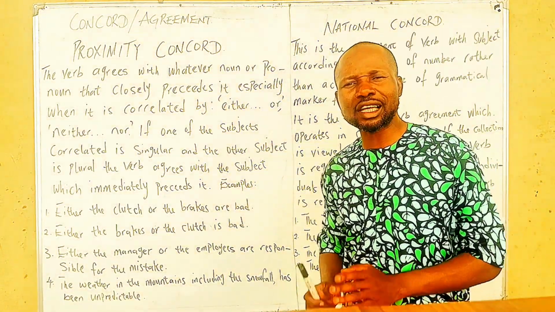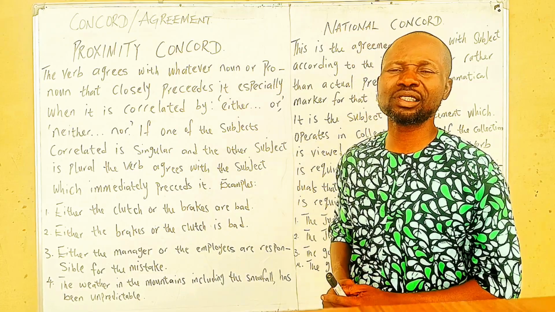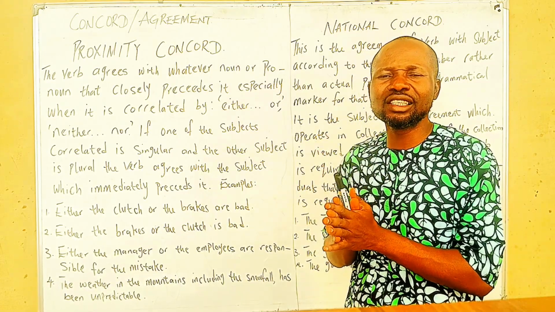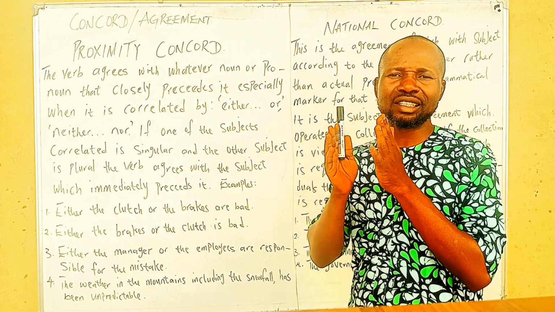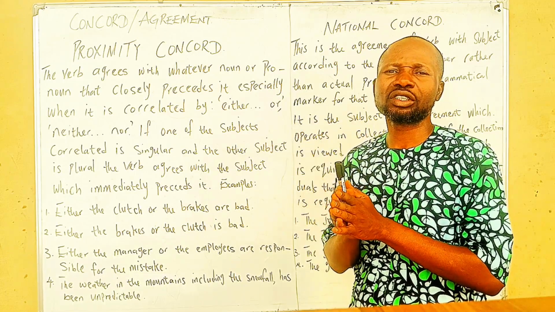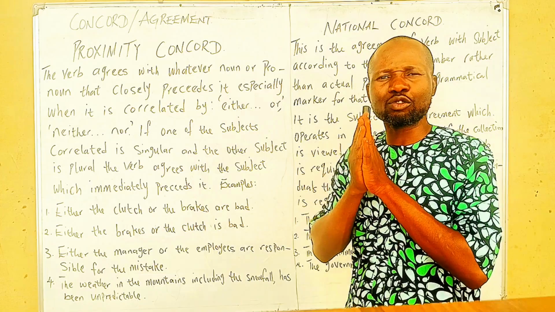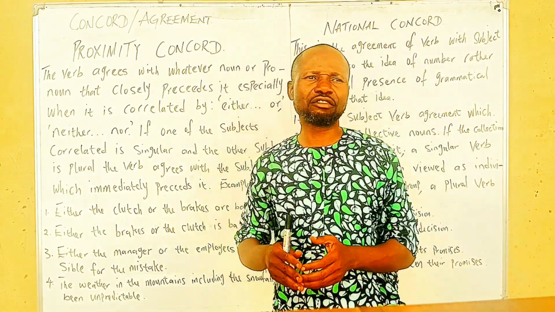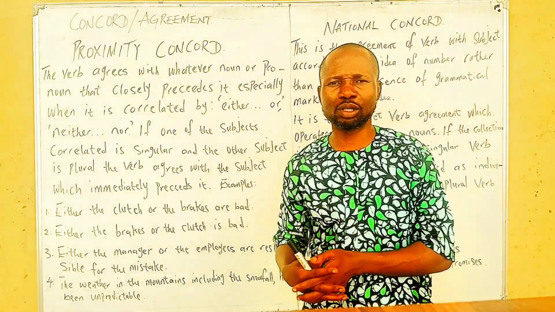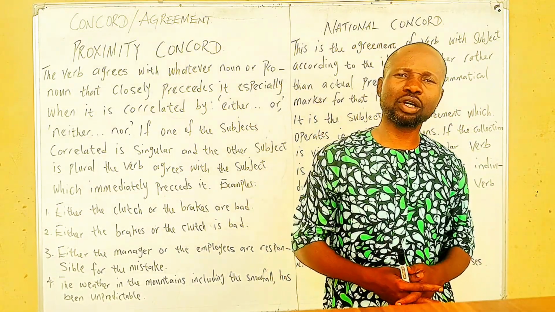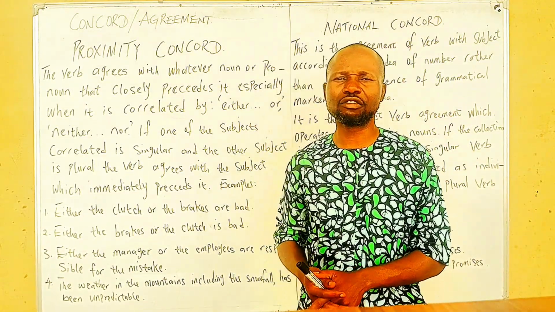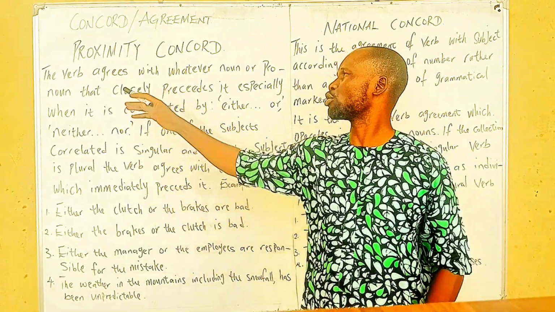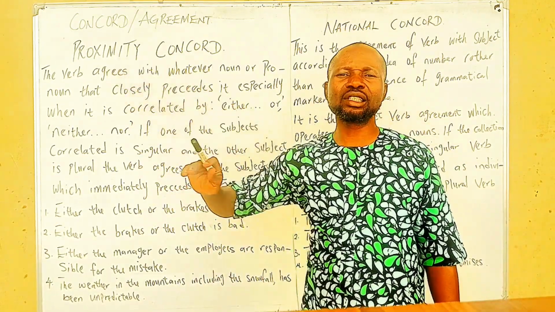So the noun or pronoun that precedes the verb is what you look at in what? Proximity concord. The noun or pronoun that precedes the verb is what you look at. If the noun is singular, the verb that follows it will be what? Singular. And if the noun or pronoun is plural, the verb that follows it will be what? Plural. So that is what we mean by proximity concord.